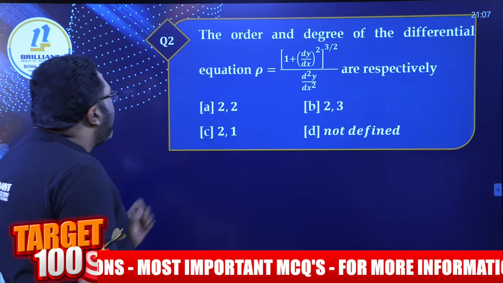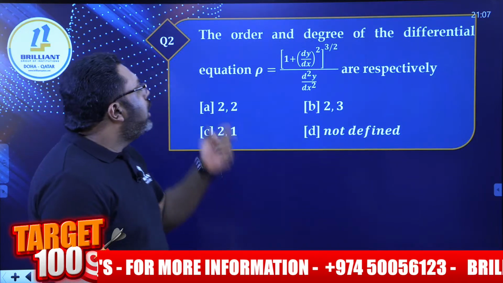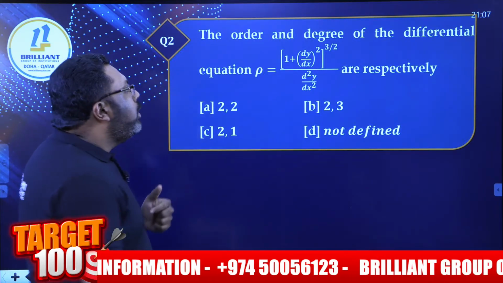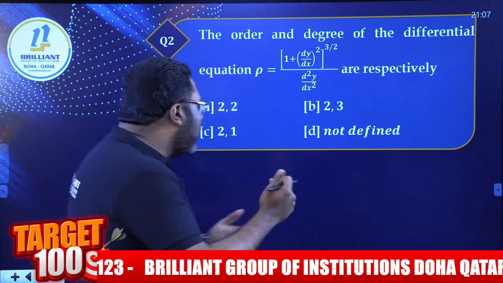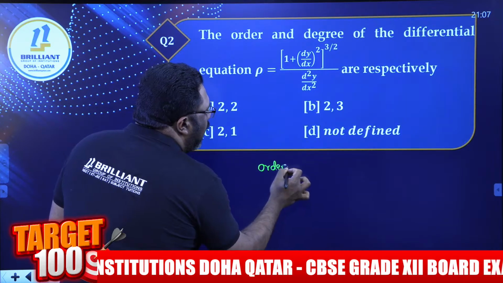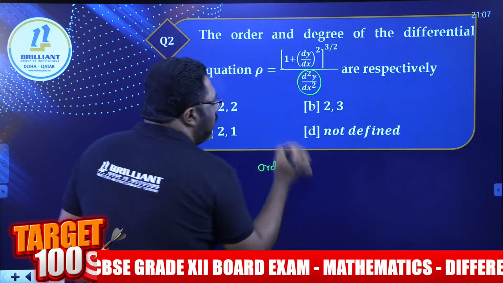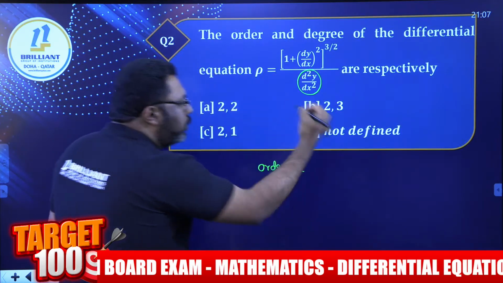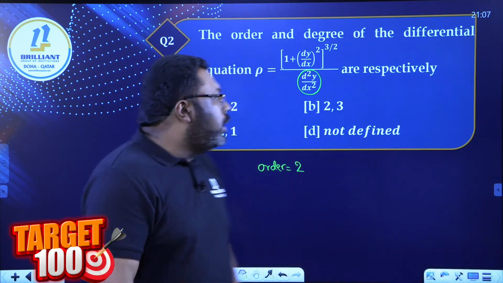Okay, good. Now let's go for the second question, the order and degree of a differential equation. Again, order is very easy to say. We can straight away say the order of the differential equation is the highest order here, which is once again the second order derivative. d squared y by dx squared is the second derivative, so the order is 2.